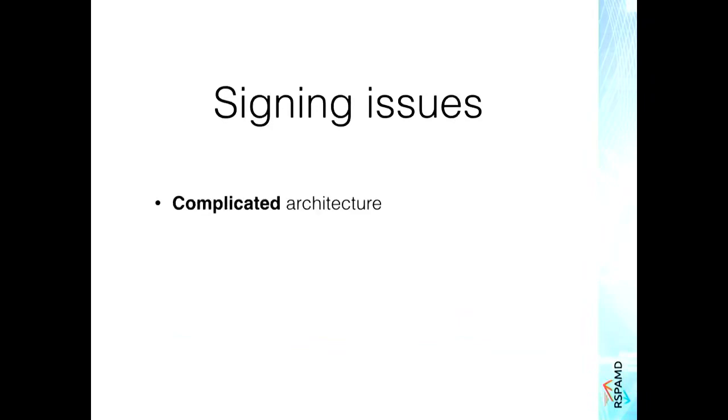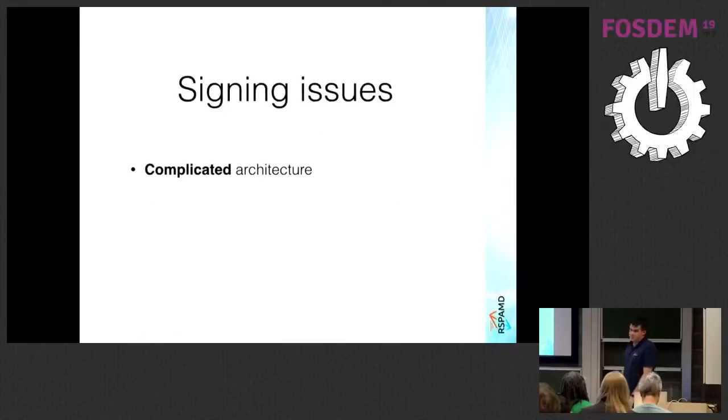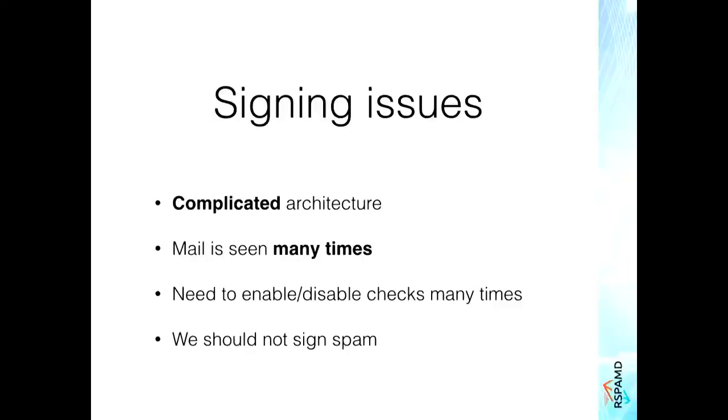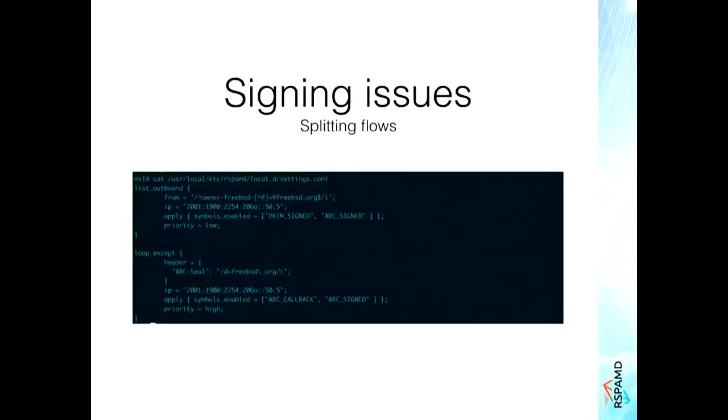So what are the issues with signing? The main problem again is that we can see messages many times. So in some cases we can see a single message on MX1 3 or 4 times. And accordingly we need to enable and disable signing and checks because we have seen this message. And we should not sign spam. So if we decide that this message is spam, we should stop the signing process and proceed without signatures, because, well, it's stupid. So that's how it's resolved in Rspamd.